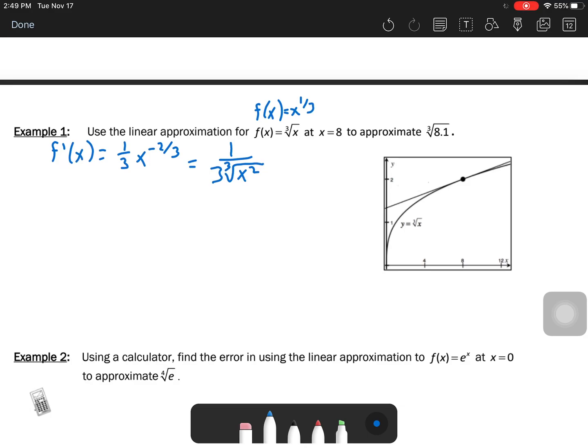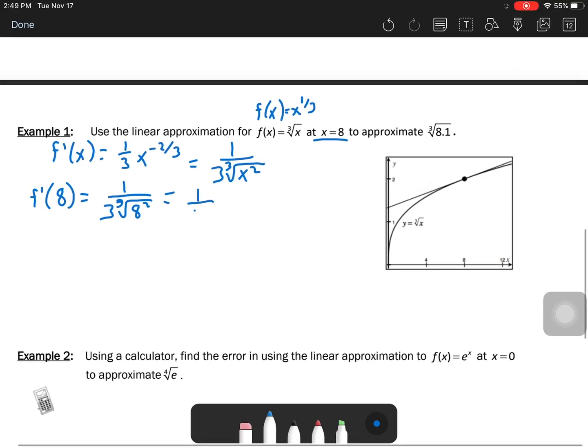Now, because I'm doing the tangent line at x equals 8, I'm going to do f prime of 8 so that I can get the actual slope for this. So I'd have 1/3 times the cube root of 8 squared. And if we calculate this out, well, 8 squared is 64, the cube root of 64 is 4, and 4 times 3 is 12. So I'd have 1/12 would be my slope for this tangent line that I'm drawing.